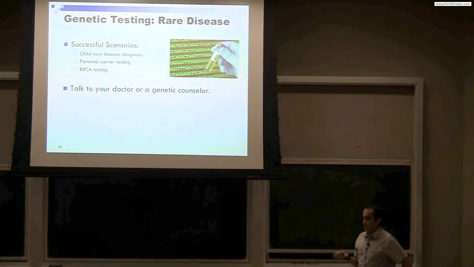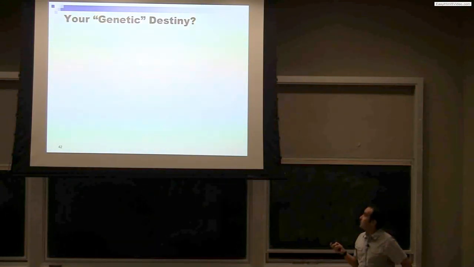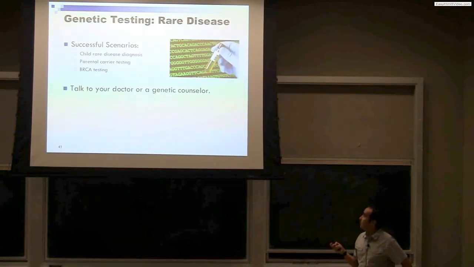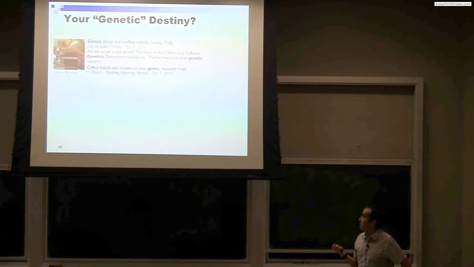So the question is, when you're doing genetic testing, when is this useful? People have had a lot of success in what are called rare genetic diseases. So these are called rare diseases, carrier testing. There's a lot of success there. So the question is, what about common diseases? Okay. So let's now go back to those traits and see what they tell us from what we now know.